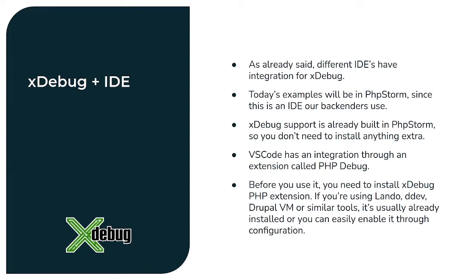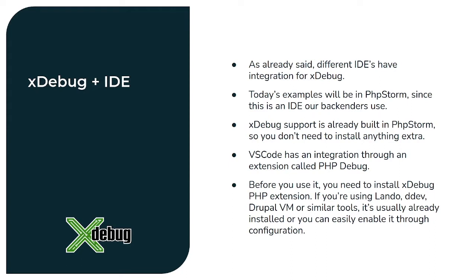So, Xdebug plus your IDE, since, as I said, there are different integrations. Today's examples will be in PhpStorm, since our backenders are using PhpStorm. It's already built in, so you don't need to install any additional extensions or plugins, while VS Code has an integration through an extension called PHP Debug. At the end, visually it's a little different, but the commands are pretty much the same. Before you use it, you need to install the Xdebug PHP extension.